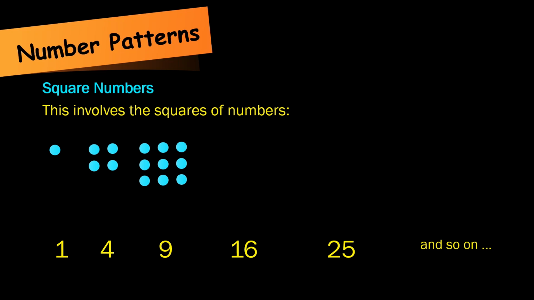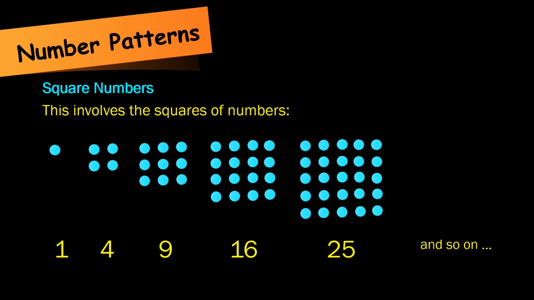The number 9 can also be arranged as a square by arranging the dots as shown. And similarly with the number 16, this is a 4 by 4 square. And the number 25, this is a 5 by 5 square, and so on.